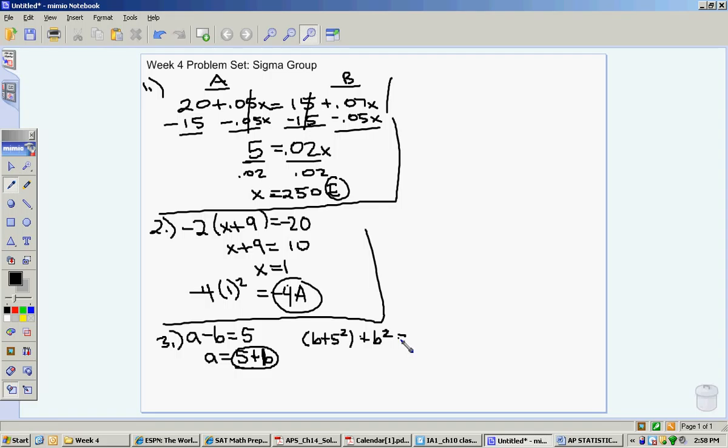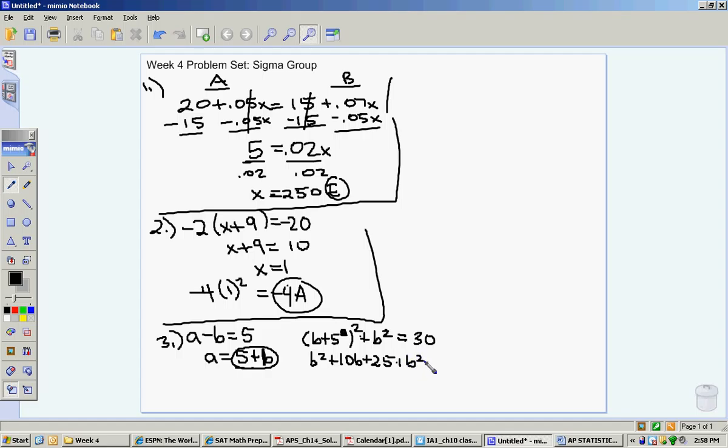Oops, that squared should be on the outside there, right? So on this first binomial, I'm squaring it, which means I have to do B squared plus 10B. If you're not sure what I'm doing here, you should go back and watch the video on foiling. Plus B squared equals 30.